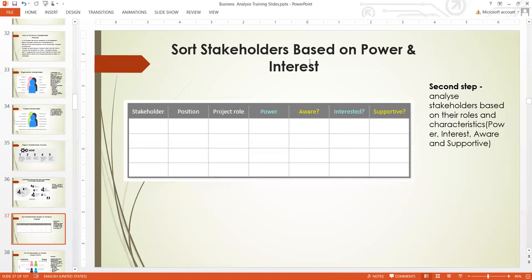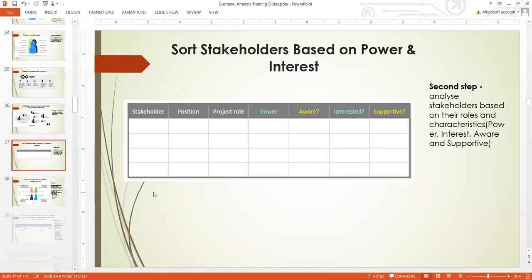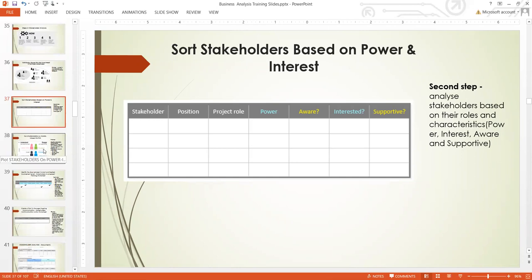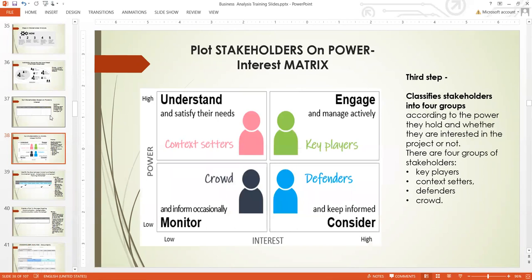Once you have identified the power and the interest the stakeholders have, then from that power you identify, plot it here. So from this table, you start plotting this matrix. See, this is high power and low interest group, come here. And this is the high power, high interest group, come here. And this is low power, low interest, come here. And this is low power, high interest, come over here.